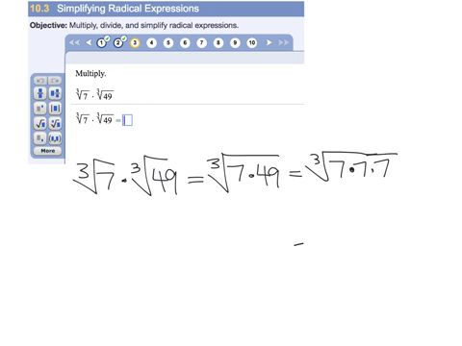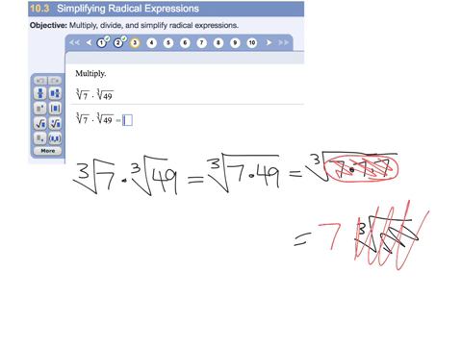So how do we simplify that? Well, we know that it's a 3, a third root. So that means we're going to circle 3 7s, cross them out, and write 1 down. And then what are we left with inside that radical expression? Nothing. So that means that whole thing goes away. And we are left with just the answer of 7.